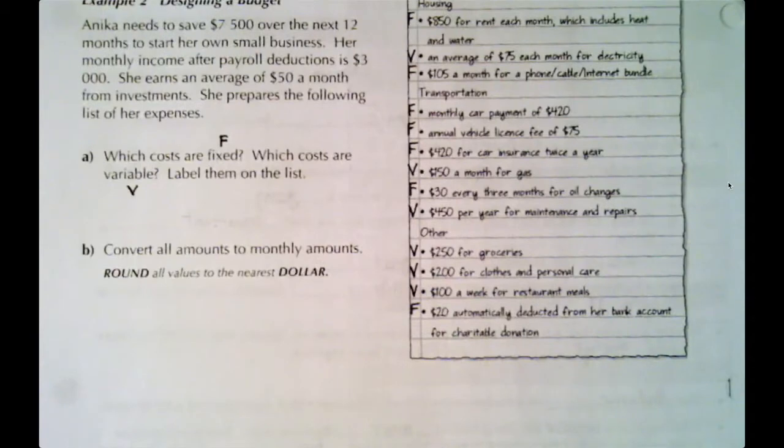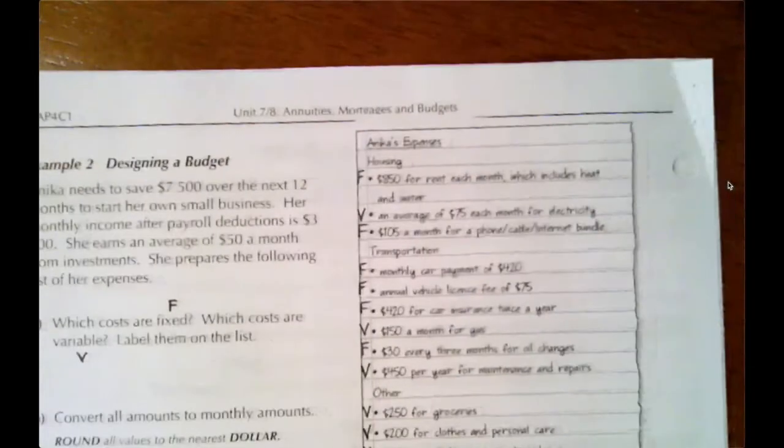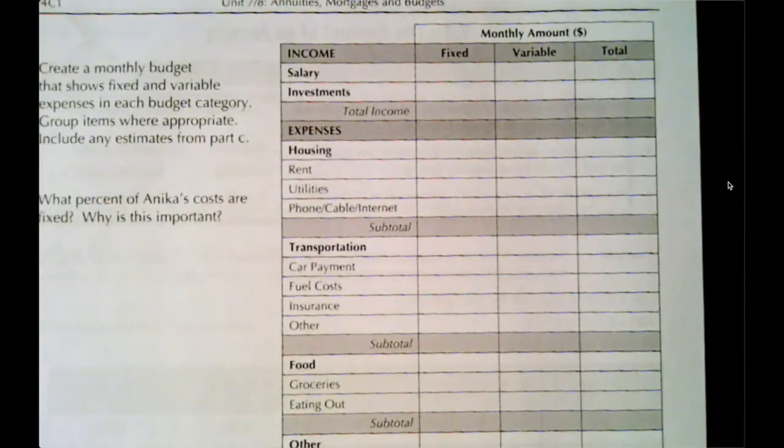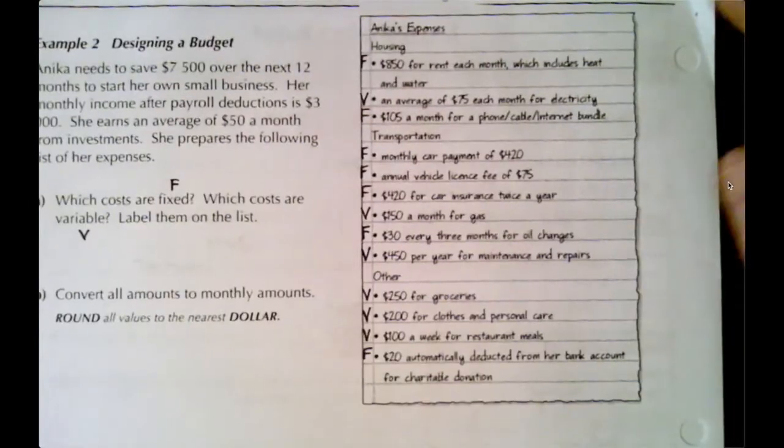Convert all amounts to monthly amounts. Round all values to the nearest dollar. Why do we do this? Well, if we flip the page over, I'll show you why. When you design a monthly budget, you usually have a table that looks something like this. And every number that's going to go on this table is going to be a monthly dollar amount. So when you have expenses that aren't monthly, we need to make them monthly.